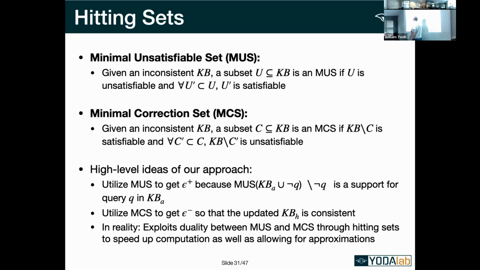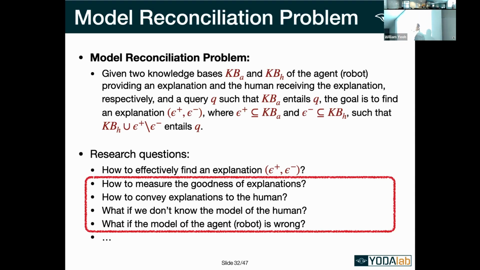And there are tools out there that can find these sets quite effectively because they are commonly used in diagnosis. We also exploit some duality between MCSs and MUSs. There are some relationships here that allow you to compute things more efficiently and also get approximations and so on. Right? So we did this for an AAAI paper. And yeah, so that's to find explanations.